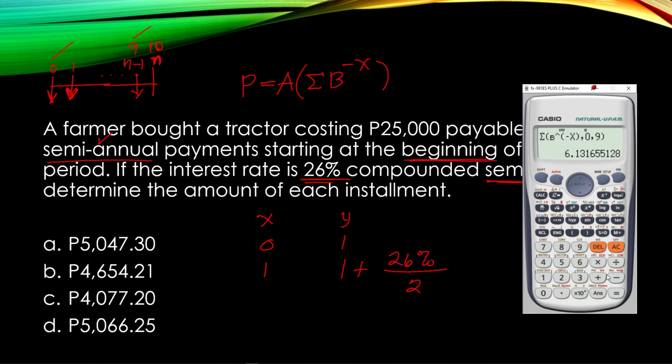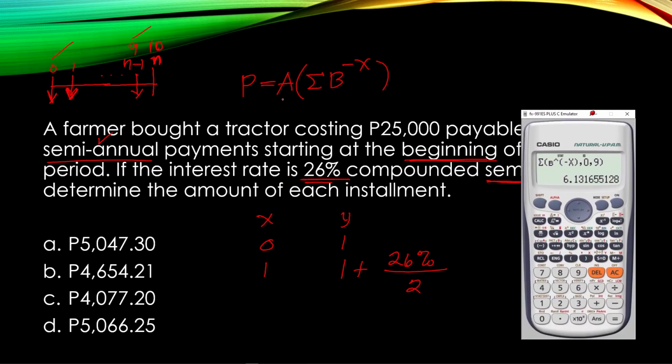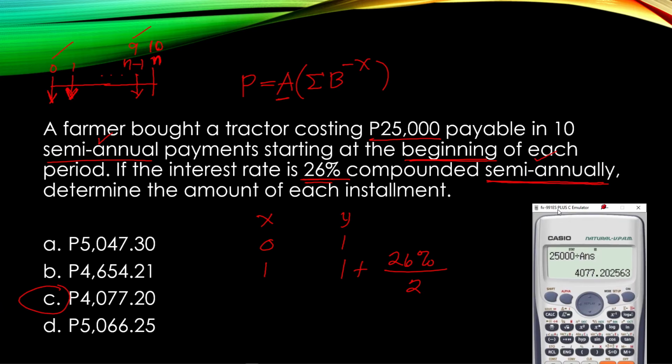And then, ano ba yung pinapahanap? Determine the amount of each installment. So, yung A yung pinapahanap. Meron tayong P, 25,000. So, 25,000 divided by the answer. And we have 4,077.20 each installment. So, the correct answer is letter C. Easy as pie. Medyo madali na compare sa manual calculations natin.